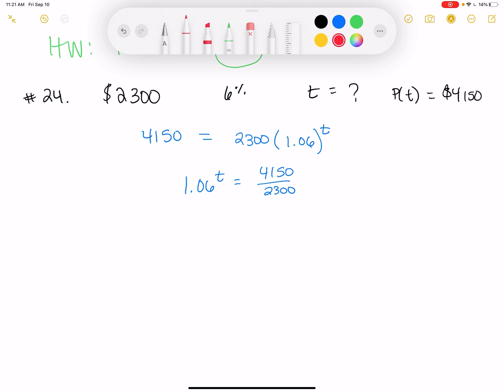And whatever that number comes out to be, we have log base 1.06 of whatever that number is equal to t. I think it's something like 1.8 if I have it done correctly on my page. Yeah, I need to know how many years it is.